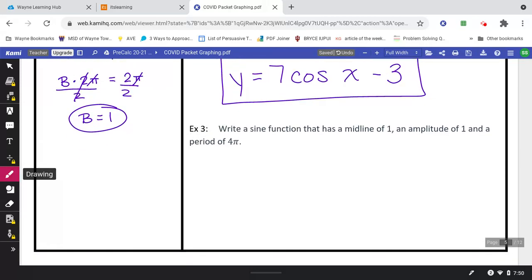Example number 3. Write a sine function, midline of 1, amplitude of 1, and a period of 4 pi. So now would be a good time to pause the video, see if you know how to do that, see if you could do that problem. And then you can kind of fast forward and rewind to the parts that you need extra help with.